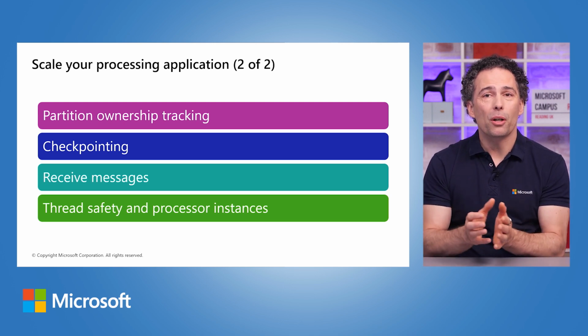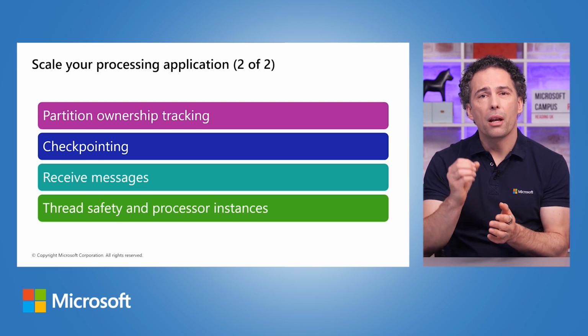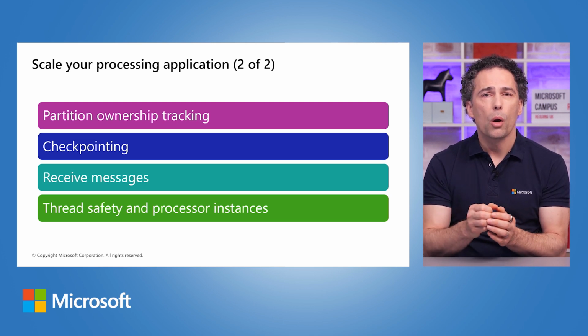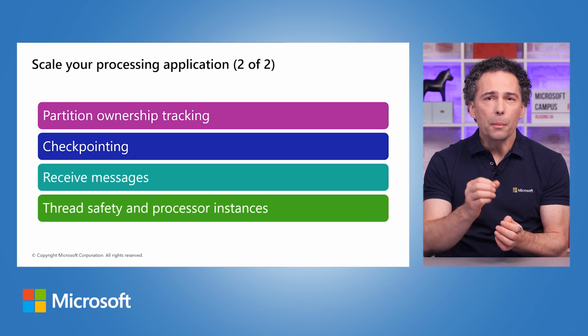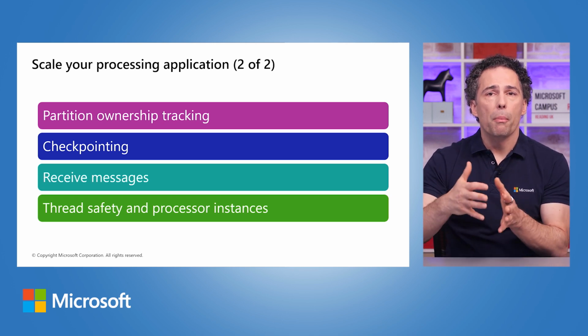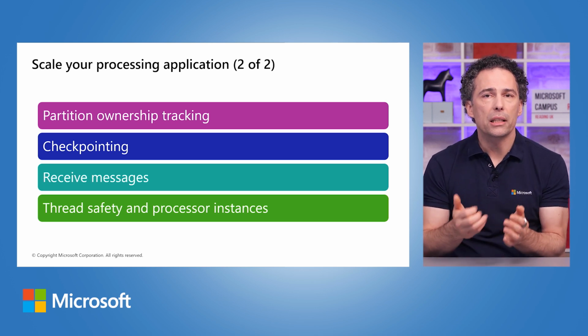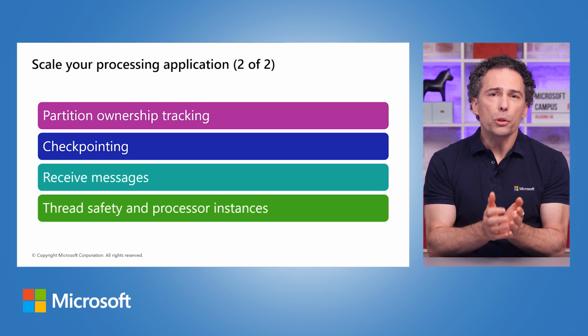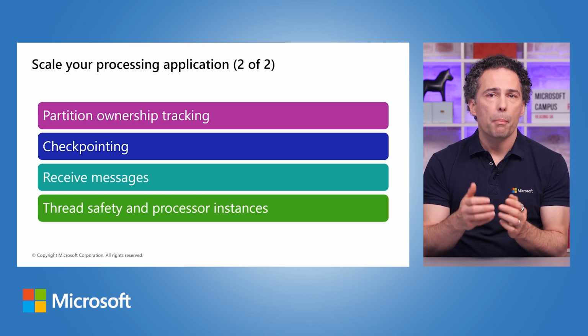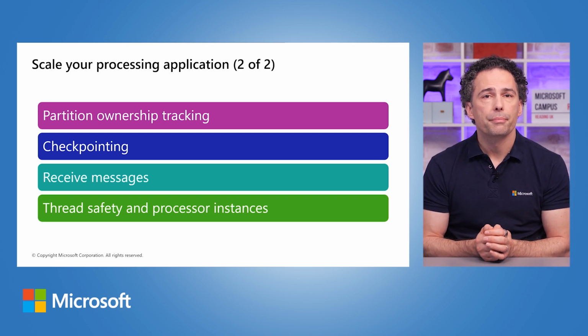Checkpointing. This is the process that marks the position of the last successful processed event within a partition. It helps to resume processing from the same point or slightly before in case of failures or disconnections. It also marks events as complete by downstream applications.